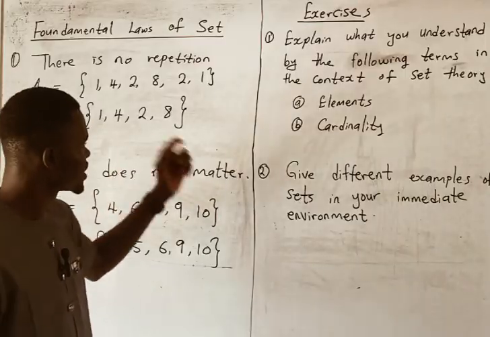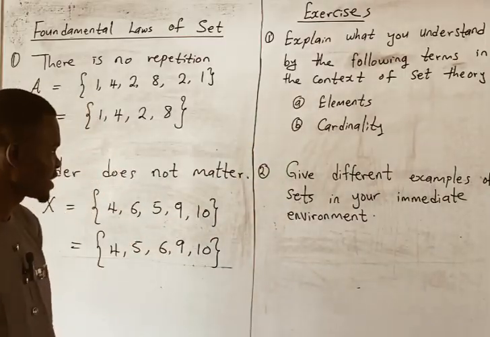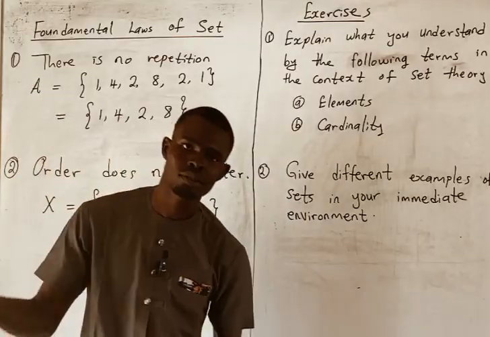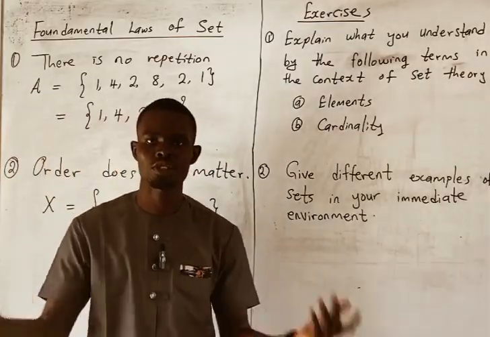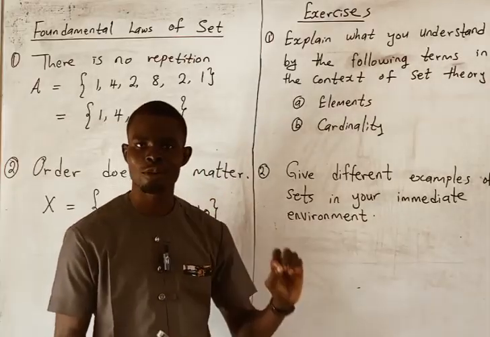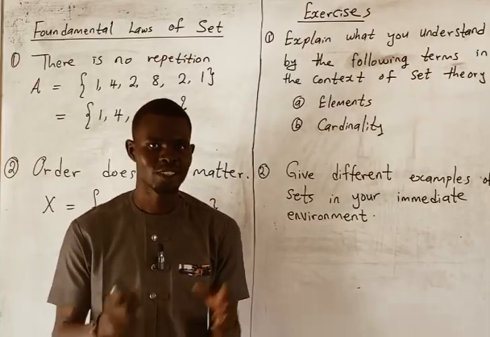Number two, give different examples of sets in your immediate environment. If you look around you, in your house, in your town, in your classroom, everywhere you find yourself, what are the examples of sets you can see? The collection of well-defined objects.